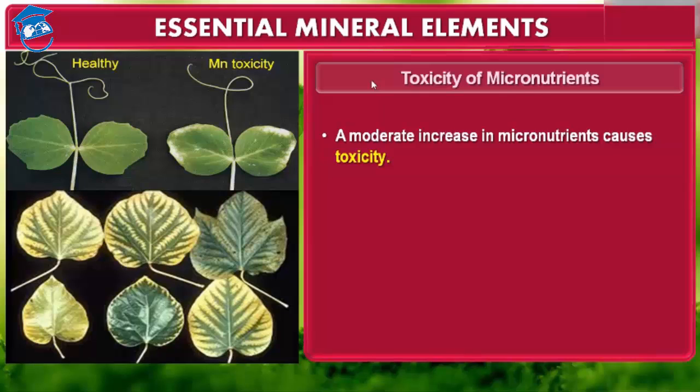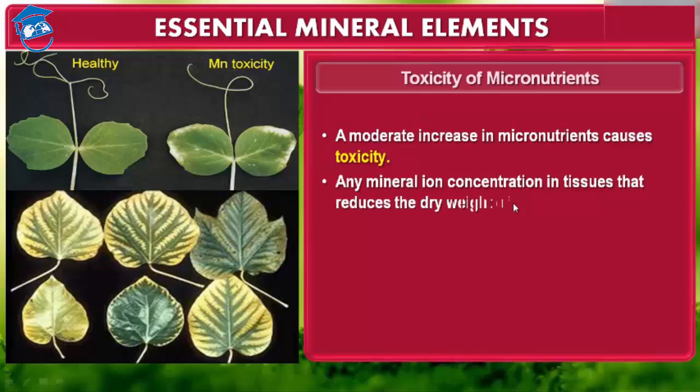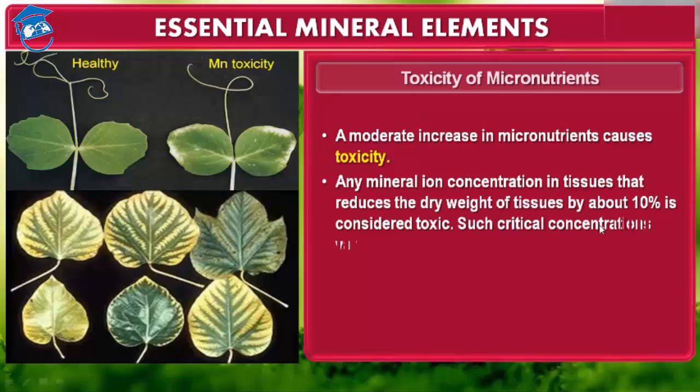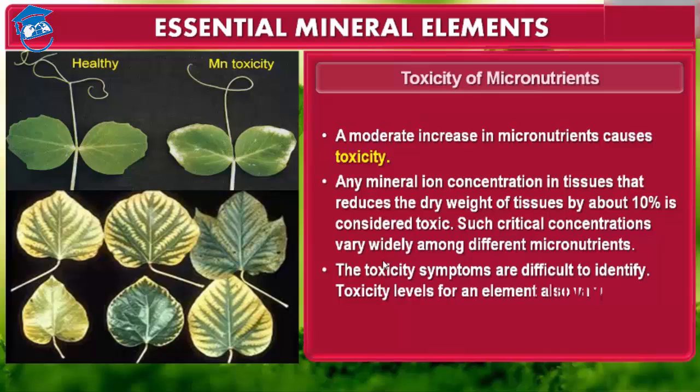Any mineral ion concentration in tissue that reduces the dry weight of tissue by about 10% is considered toxic, students. Such critical concentrations vary widely among different micronutrients. The toxicity symptoms are difficult to identify. Toxicity levels for any element also vary for different plants. Many a times, excess of an element may inhibit uptake of another element.